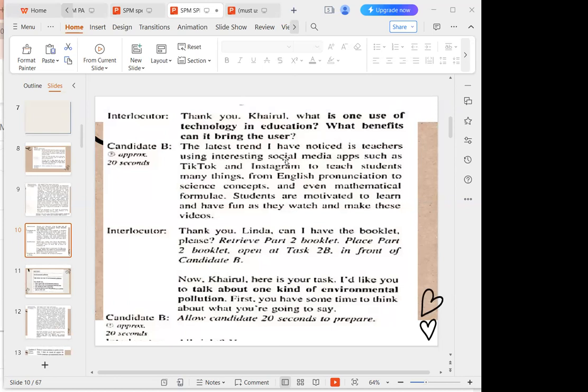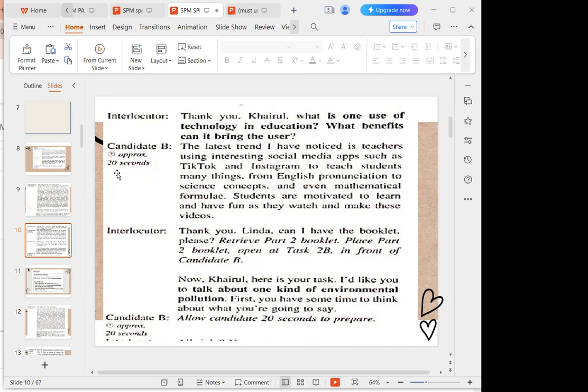The latest trend I have noticed is teachers using interesting social media apps such as TikTok and Instagram to teach students many things, from English pronunciation to science concepts and even mathematical formulas. Students are motivated to learn and have fun as they watch and make these videos.